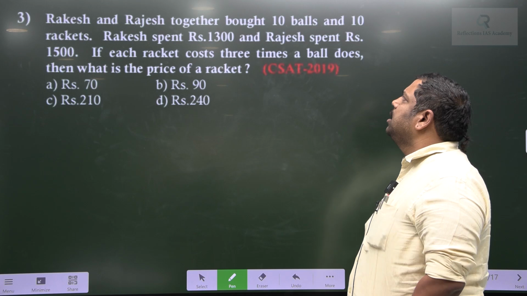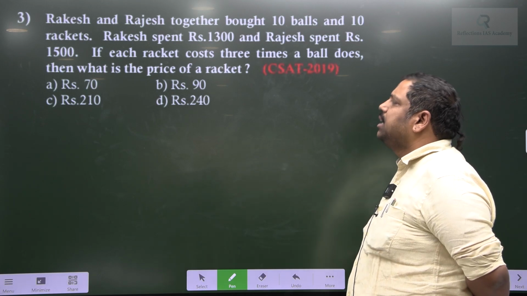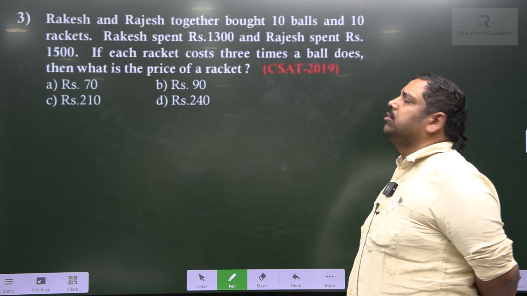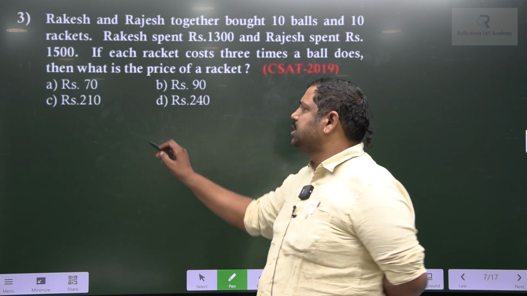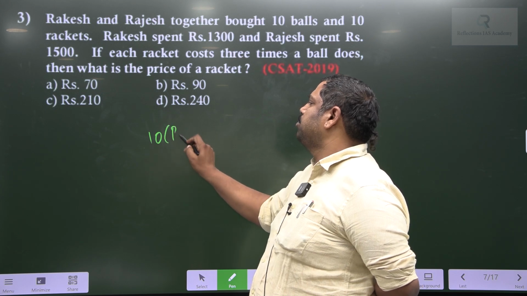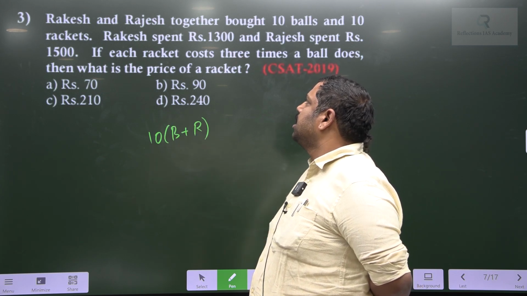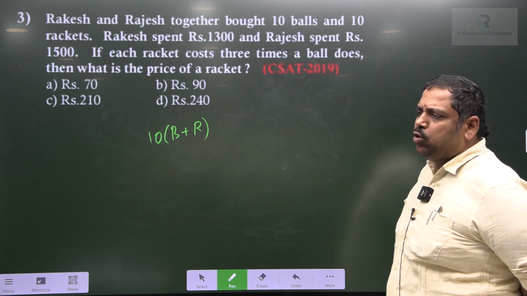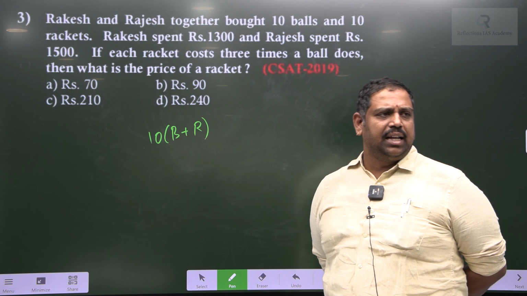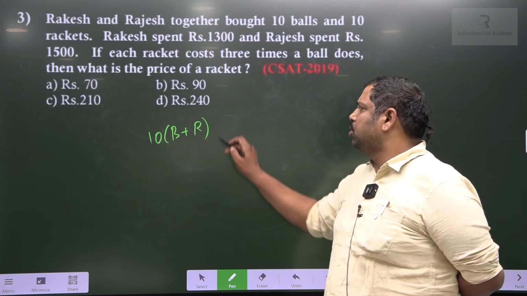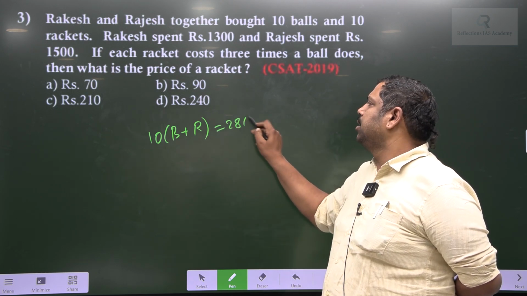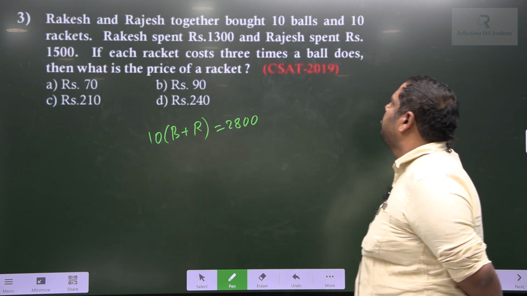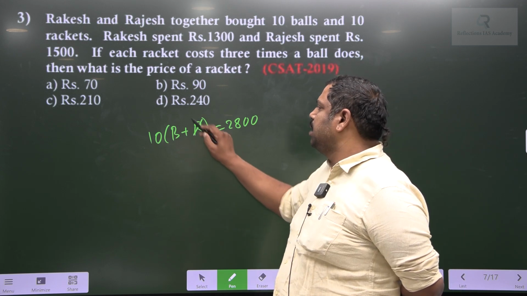Rakesh and Rajesh together bought 10 balls and 10 rackets. So observe that Rakesh and Rajesh together bought it. Okay, what they bought is 10 rackets and 10 balls. B plus R. Rakesh spent 1300 and Rajesh spent 1500. So that means that to buy these only, they spent 1300 and 1500, right? That means that both together they spent how much? 2800. Okay. If each racket costs 3 times a ball does, racket is 3 times of ball, 3B.